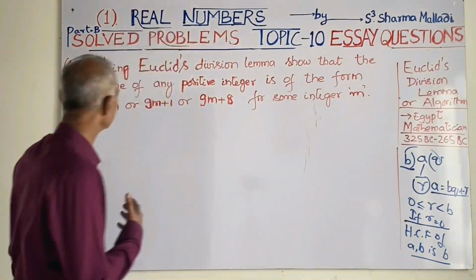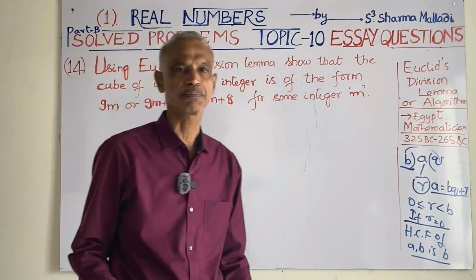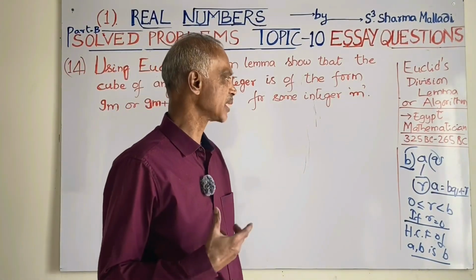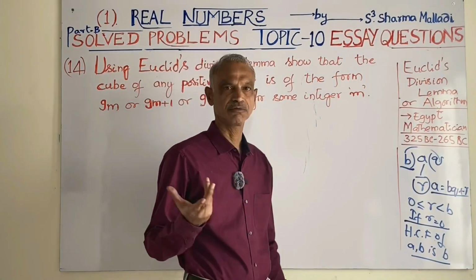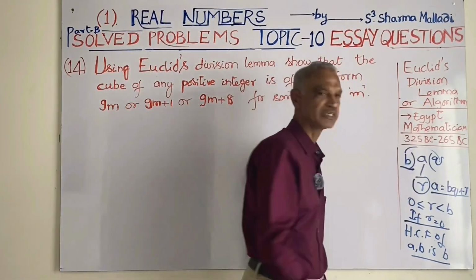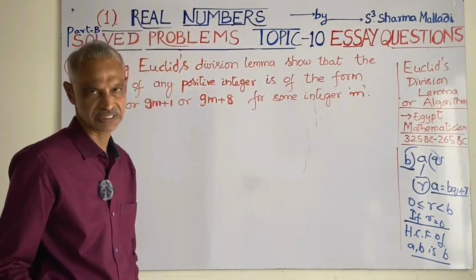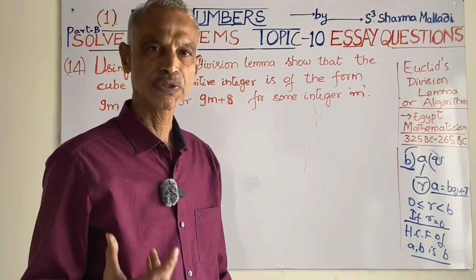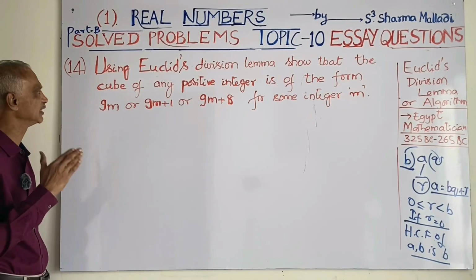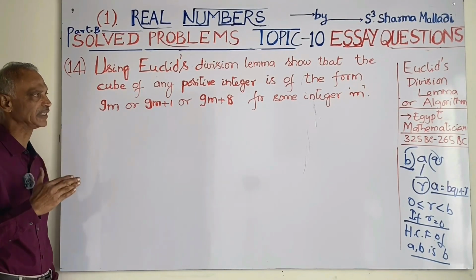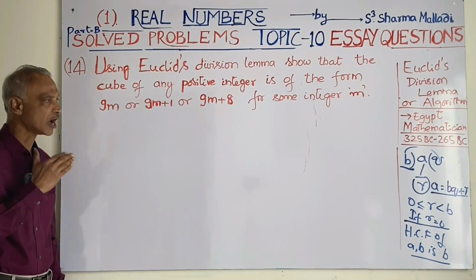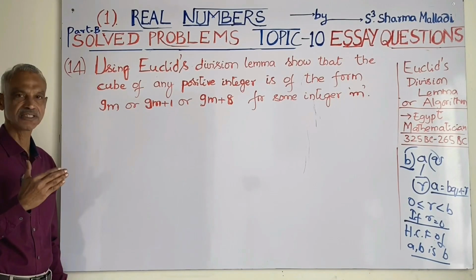What is our 14th problem? You know, the 13th problem is an application of Euclid's division lemma. Euclid was an Egyptian mathematician. He lived 2300 years back, from 325 BC to 265 BC. This problem is also an application of Euclid's division lemma or algorithm. Using Euclid's division lemma, show that the cube of any positive integer is of the form 9m or 9m plus 1 or 9m plus 8 for some integer m.